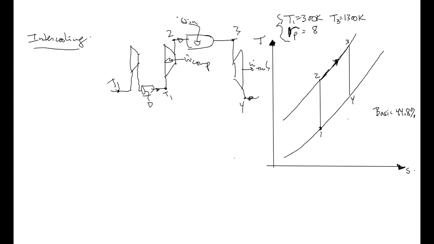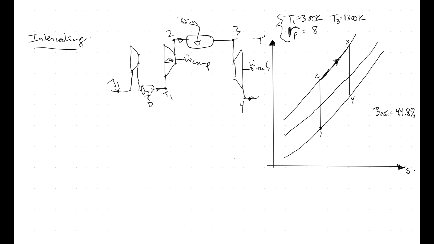So what happens on the TS diagram here, we're going to draw. We don't compress the whole way. These are constant pressure lines, so we'll have an intermediate pressure line. And what we have here, I'm going to switch color. I'm going to go to my blue.